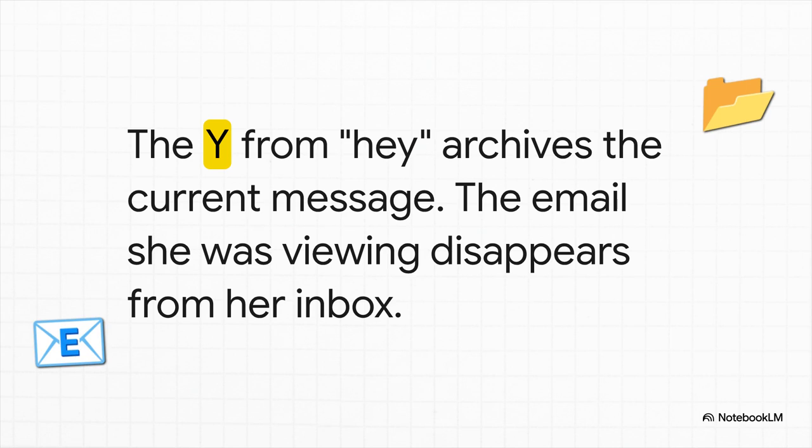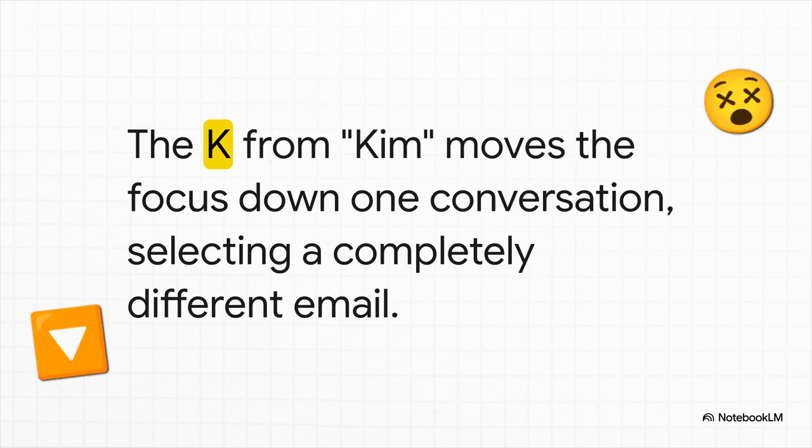So the Y in "Hey" is the first to hit. And in this app, Y is the shortcut to archive a message. So, poof, the email she was just looking at is gone, whisked away to the archive. She didn't mean to do that at all. But before she can even figure out what just happened, the K from Kim fires off, and that's the shortcut to jump to the next message. So the focus leaps down the list, and now a totally different email is highlighted.